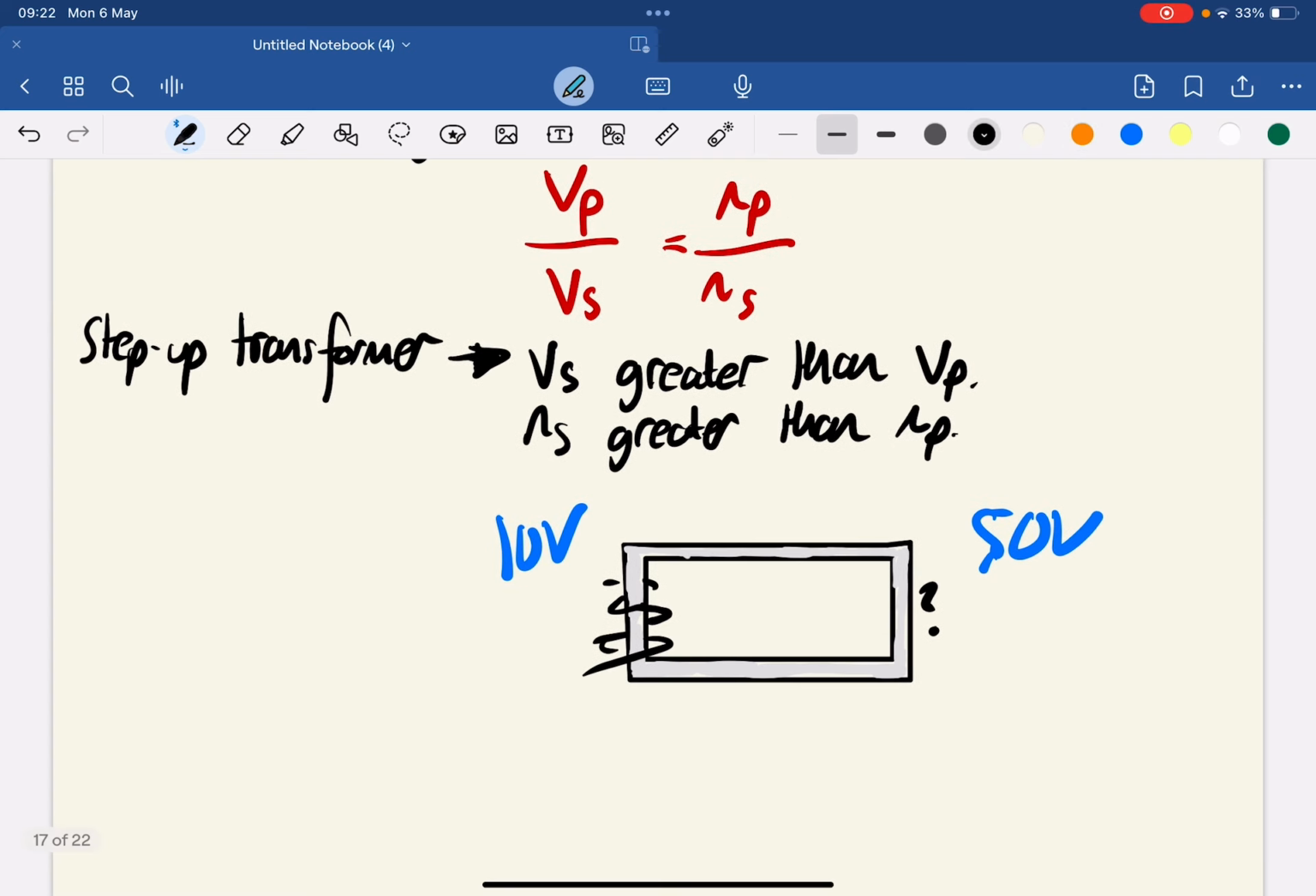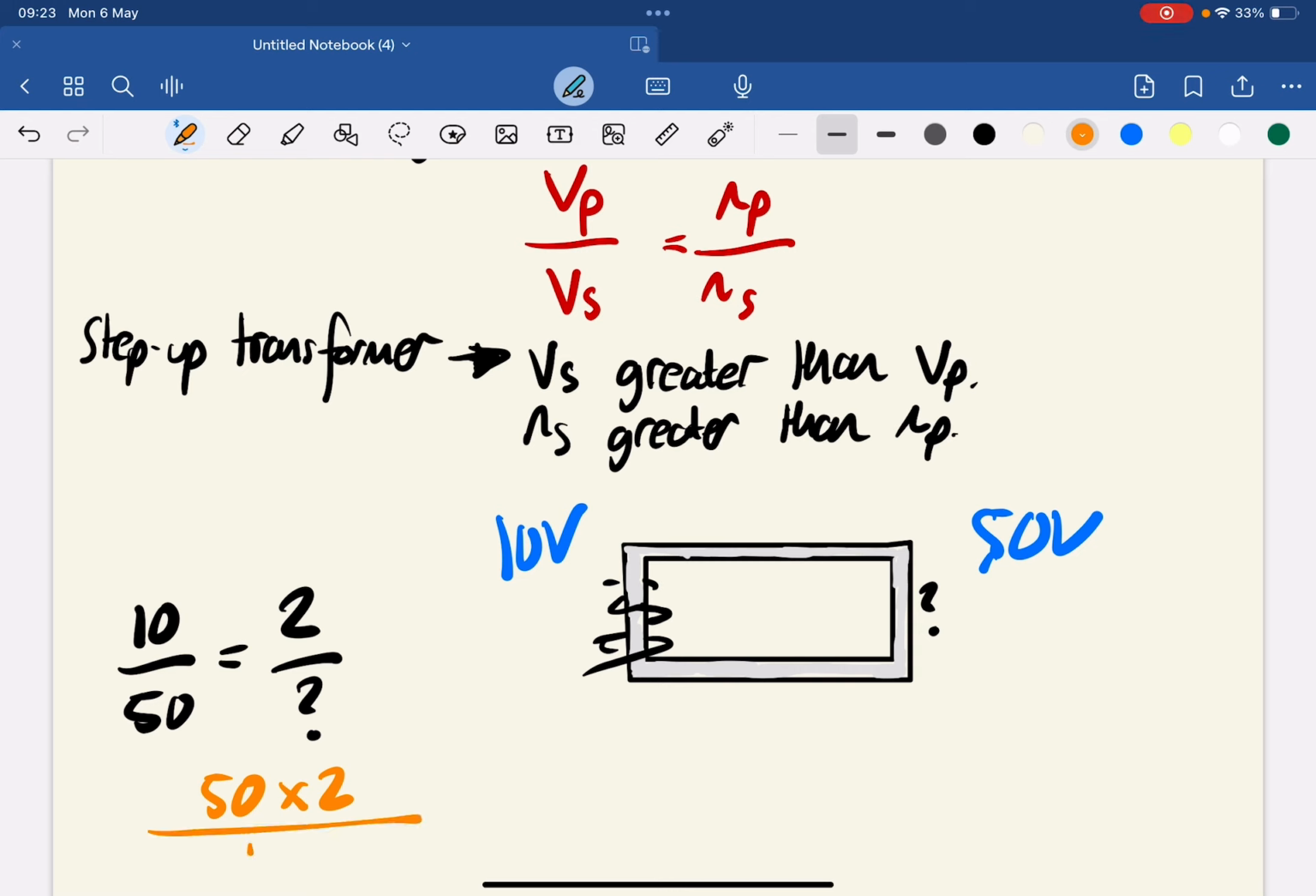So the voltage on the primary is going to be 10, divided by the voltage on the secondary, which is 50, and that's going to be equal to the number of turns on the primary, which we have as 2, but we don't know the number of turns on the secondary. So we can do our cross multiplication: 50 times 2 divided by 10. 50 times 2 is 100, divided by 10, that is equal to 10. So we know we're going to have 10 turns.